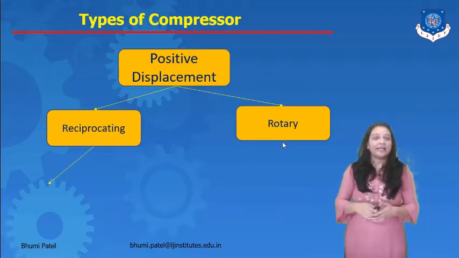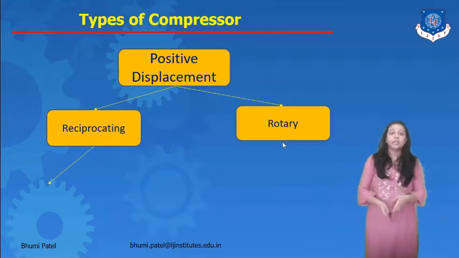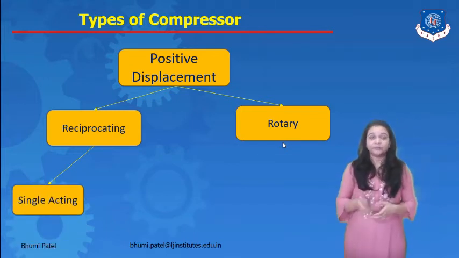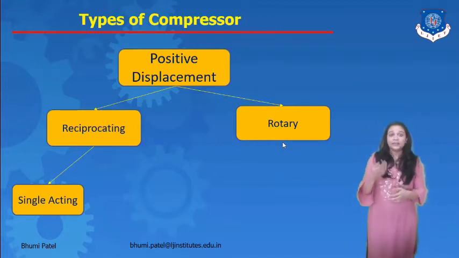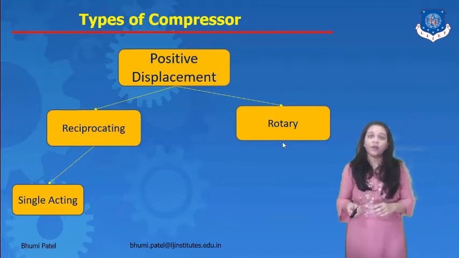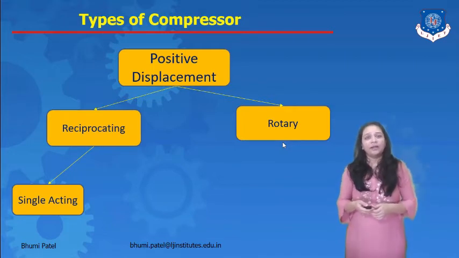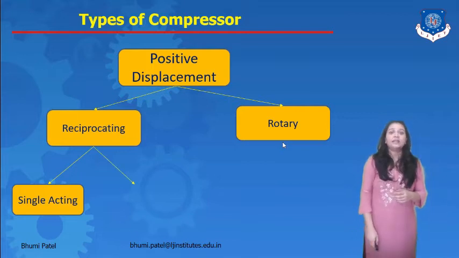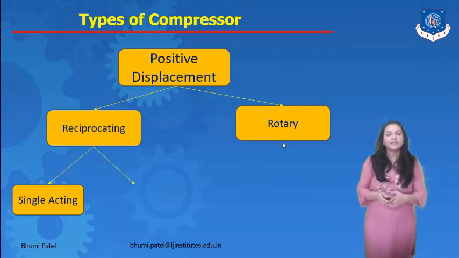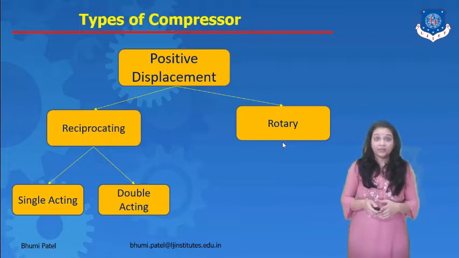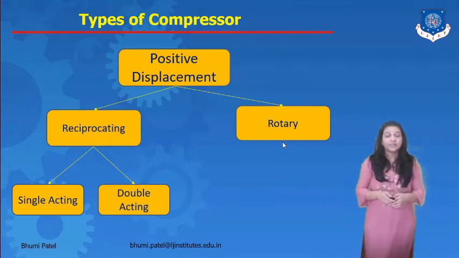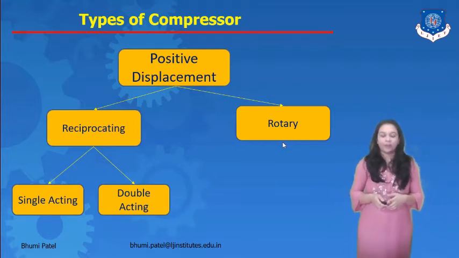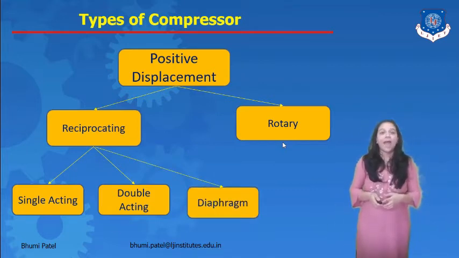Now in the reciprocating type there are again three subtypes of compressor. The first one is the single acting. In the single acting there is only one input and one output. It works in only one direction, like a petrol or diesel engine. The next type of reciprocating compressor is the double acting compressor. In the double acting compressor we can use this type of compressor in two ways. And the third one is the diaphragm.